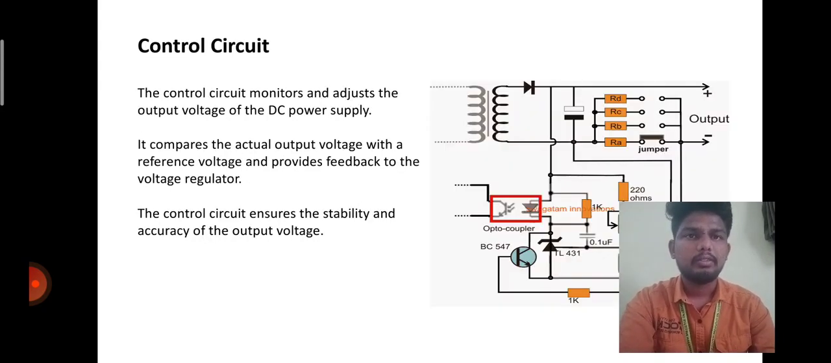What is the control circuit? The control circuit monitors and adjusts the output voltage of the DC power supply. It compares the actual output voltage with a reference voltage and provides feedback to the voltage regulator. The control circuit ensures the stability and accuracy of the output voltage.